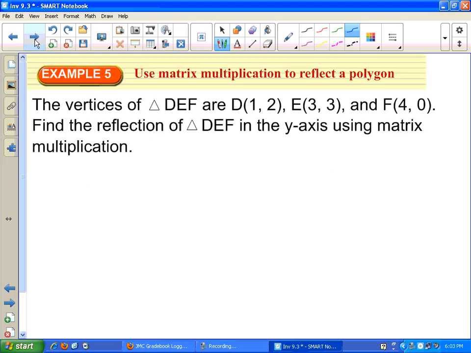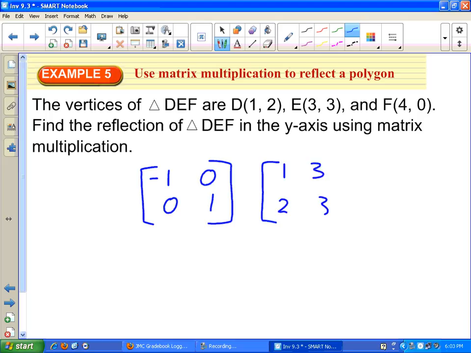So let's go ahead and use these. We have the vertices of triangle DEF: D at 1, 2, E at 3, 3, and F at 4, 0. We need to find the reflection of triangle DEF in the y-axis using matrix multiplication. So here we go. The y-axis matrix is negative 1, 0, 0, 1. Then our other matrix is 1, 2, 3, 3, and 4, 0.